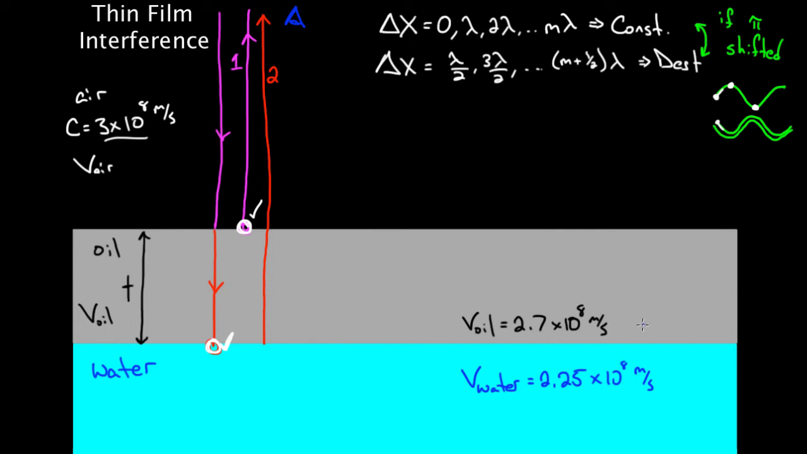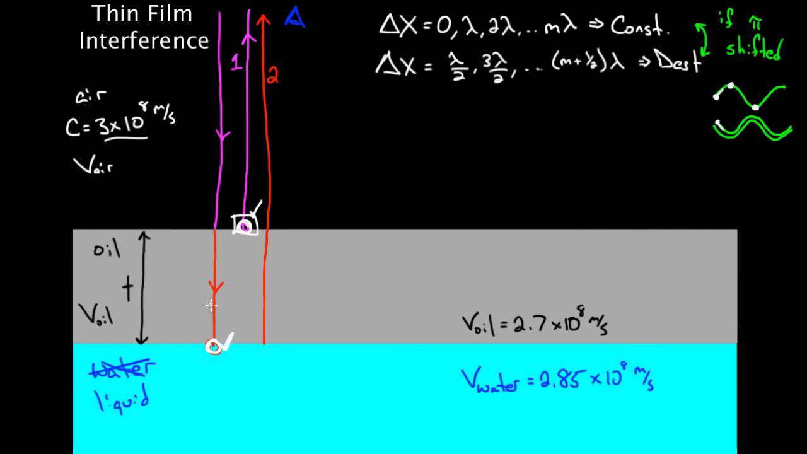If, for some reason, we use something besides water, some other liquid here, and this liquid had a speed of, instead of 2.25, let's say 2.85 times 10 to the 8th. Now, that doesn't change anything up here. This is still getting a pi shift. It was in air. It reflected off of something slower, oil, and by slower I mean if the light traveled into it, it would travel slower. So that gets a pi shift.